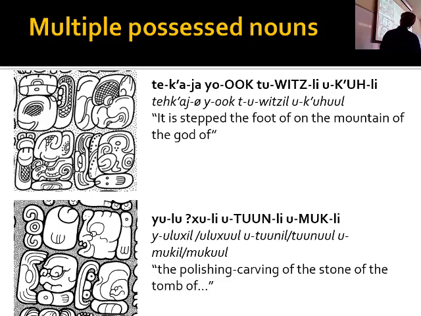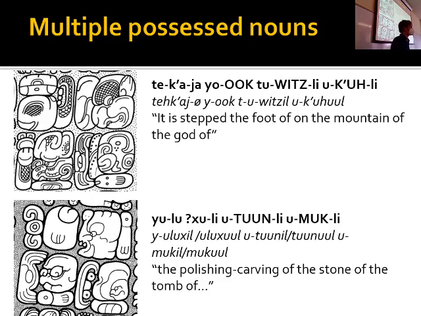So, tehkah is stepped, yoke, his foot, to Witzil, the mountain of Ukuhul, his god, is stepped his foot upon the mountain of his god. So, whose foot? Like the king steps his foot upon the mountain of the king's god, or the foot of the god is stepped upon the mountain of the king's god. Either is possible, right? I prefer that the foot is that of the king, and then the mountain is of the king's god.